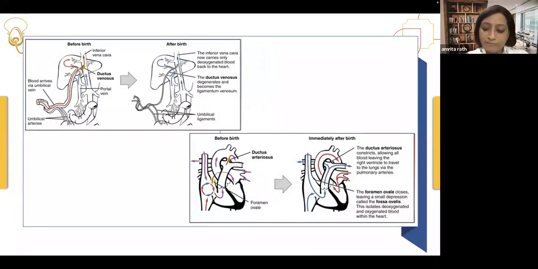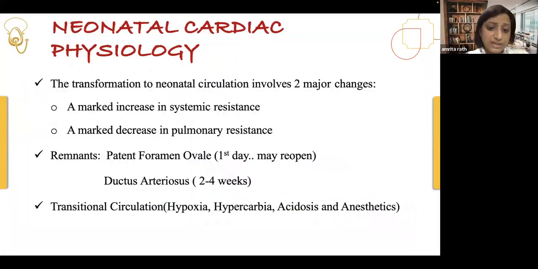But this is a flip-flop circulation. Any condition like hypoxia, hypocarbia, acidosis or any anesthetic which will increase the PVR will let the foramen ovale or the ductus arteriosus reopen again. That is why, if you notice, many newborns who come at an early age for surgery later come to your follow-up with a problem of PDA, patent ductus arteriosus.